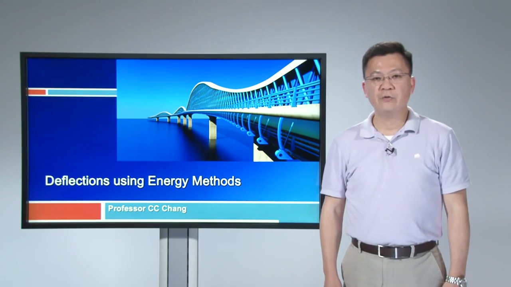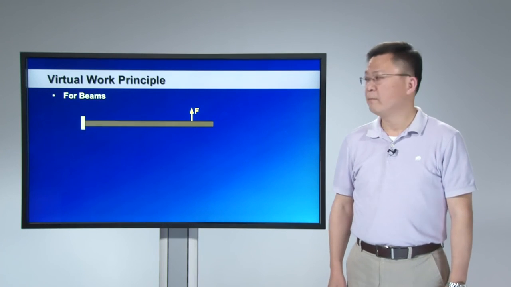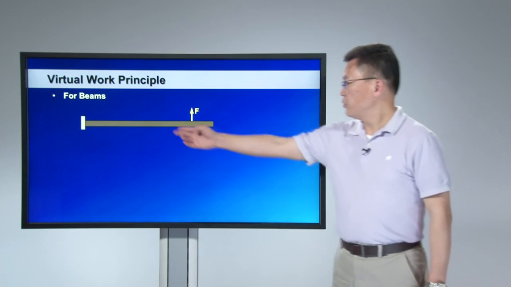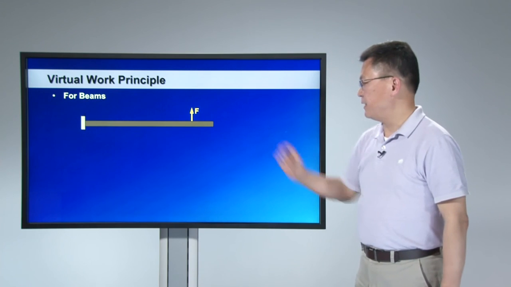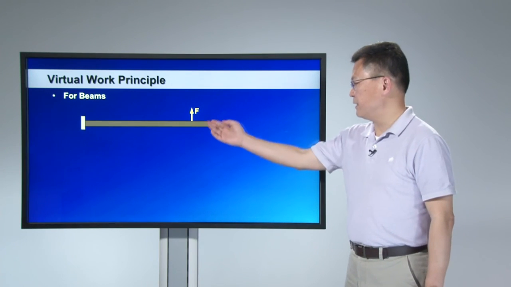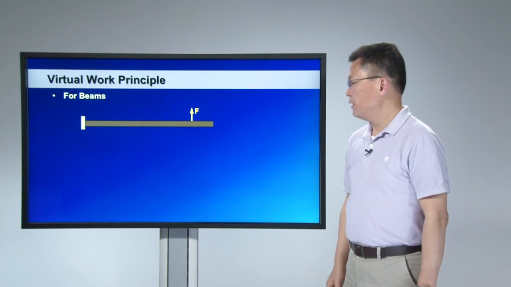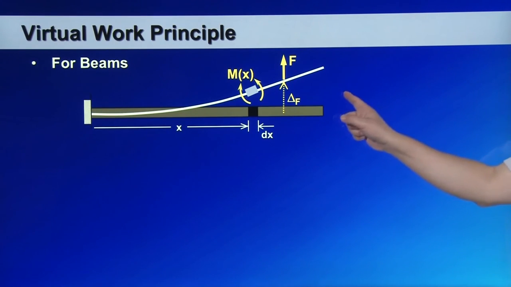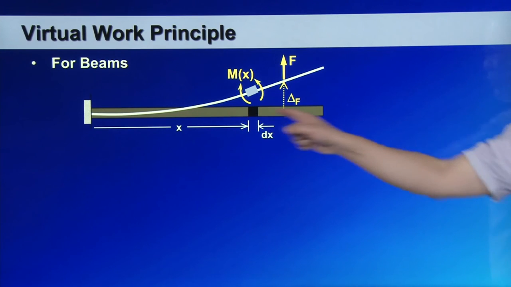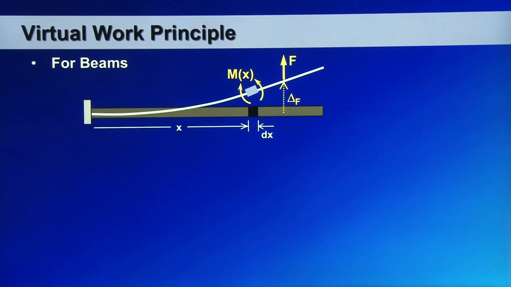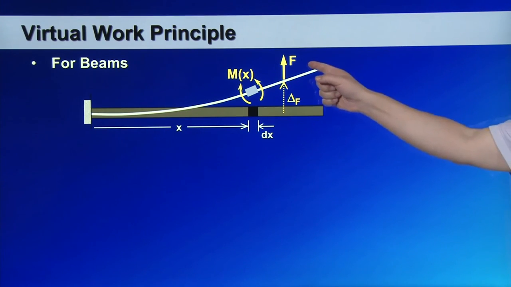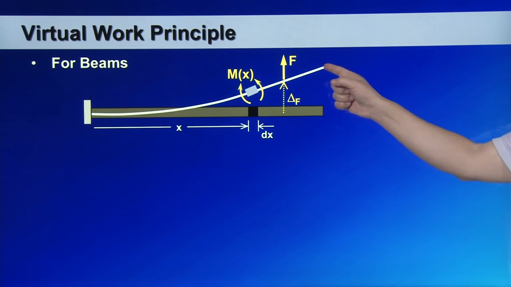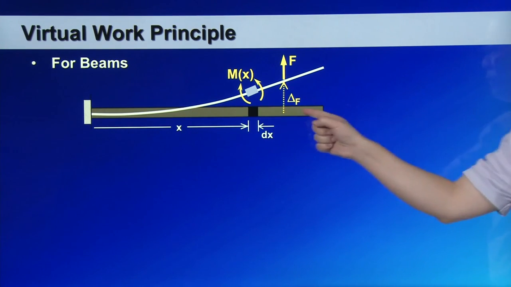I'm going to show you the virtual work principle for beam structure. Using this cantilever beam as an example, I apply an external force of F and the beam will deform. I want to find the deformations of the beam at any location. As you know, the external force is going to create internal force inside the beam.